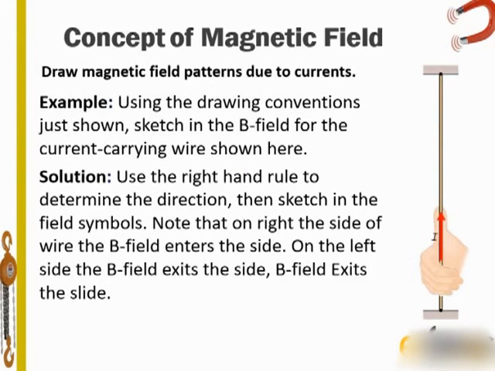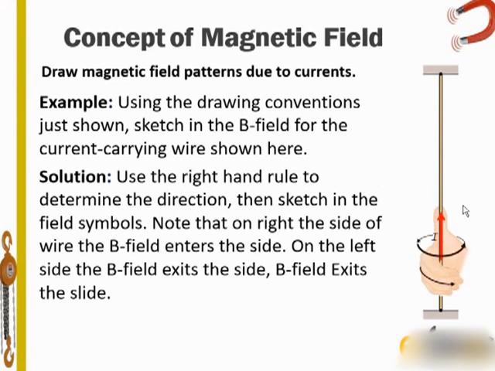So let's have a look at an example of how we can draw magnetic field patterns using the convention that we've just looked at. You're asked to draw in the B fields for the current carrying wire as shown in the diagram. So how do we do that? Well, the solution is quite straightforward. First of all, you use the right-hand rule to determine the direction, and then you sketch in the field symbols, in other words, the dots and the X's.